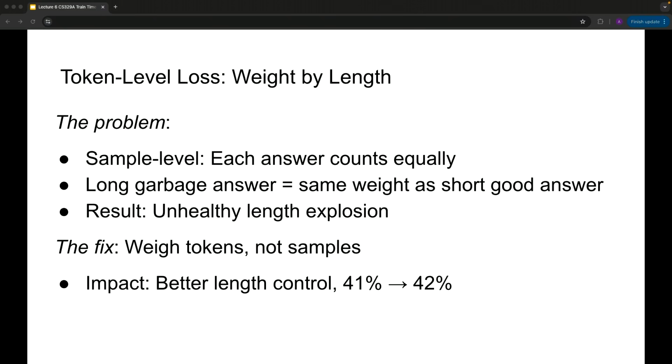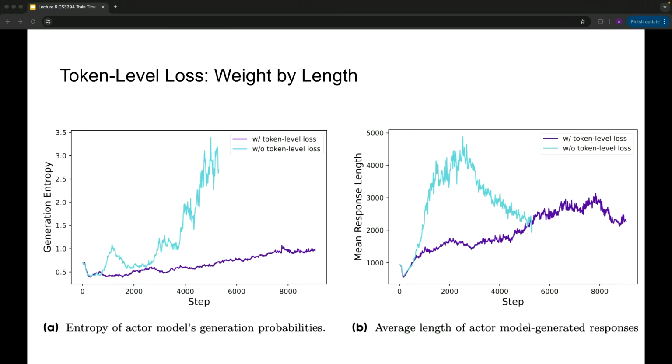So they put in a token-based loss as opposed to a sample-level loss, and that gave them some gain. In particular, what they were controlling for is both the entropy and the mean response length. If they didn't have a token-level loss, they were noticing that the entropy was growing, and the response length was also growing uncontrollably. So they wanted to shape that better by putting in some form of a penalty there. So they put in token-level loss for that.